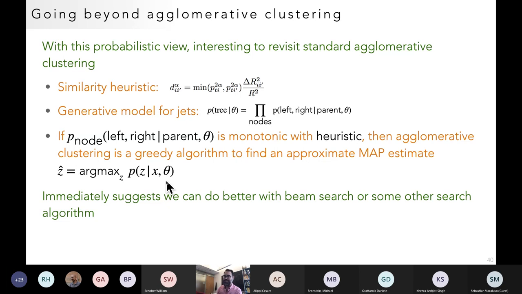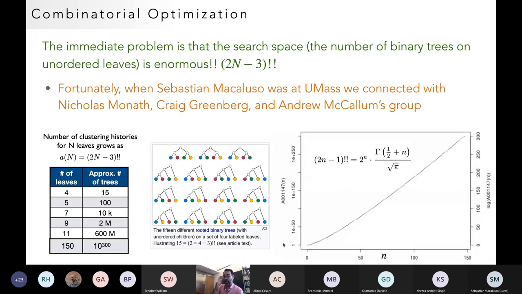That's nice, because then you can turn these clustering problems into a more probabilistic language. And this immediately suggests that I can do better by, for instance, using beam search or some other kind of search algorithm. If you go down this path, the difficulty is that the number of trees grows enormously. If you have 11 leaves, there are 600 million possible trees. So the search space is very big. If you had 150 particles, you'd have 10 to the 300 trees. So you're not going to do that through brute force.